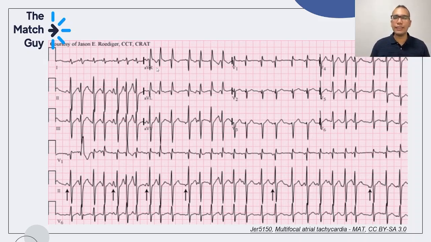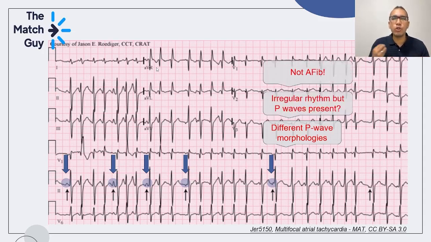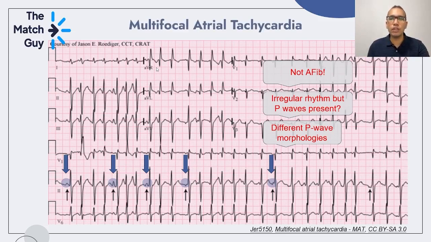Okay, look at this ECG and tell me what do you see here. Go ahead and pause the video for a few seconds if you need time to think about it, but you will notice that you can actually see distinct P waves before each QRS, unlike atrial fibrillation, right? But these P waves look different from each other, and the rhythm also looks irregular. So these are classic clues for what? You can pause the video if you need time to think about it, but these are key clues for multifocal atrial tachycardia, okay?